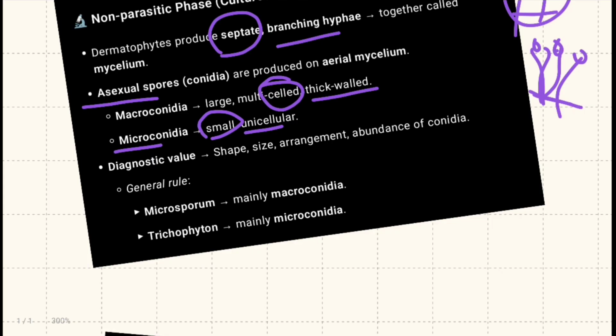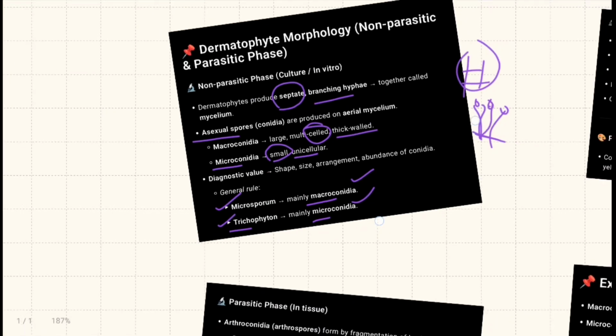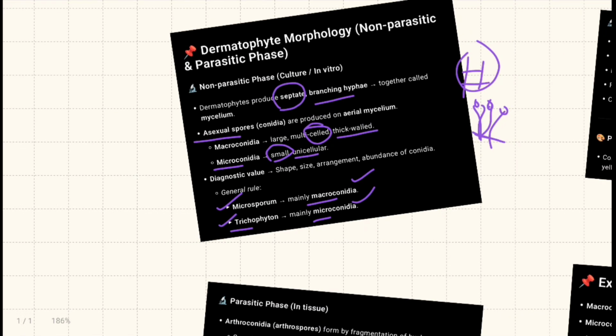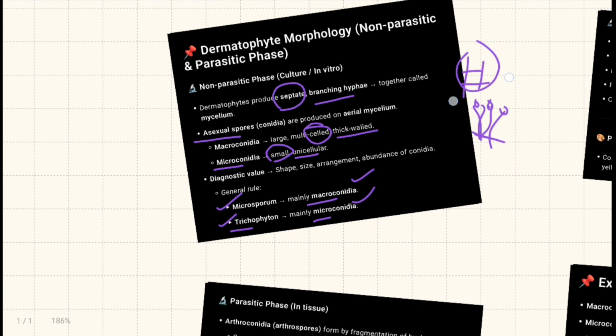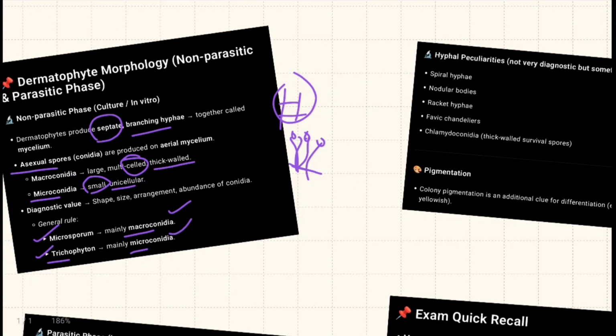In general, dermatophytes such as Microsporum and Trichophyton usually produce a particular conidial spore. It is generally and largely noticed that Microsporum dermatophytes mainly produce macroconidia, whereas Trichophyton dermatophytes will produce microconidia. So this will help in the diagnosis of the disease dermatophytosis and the species of the dermatophytes.